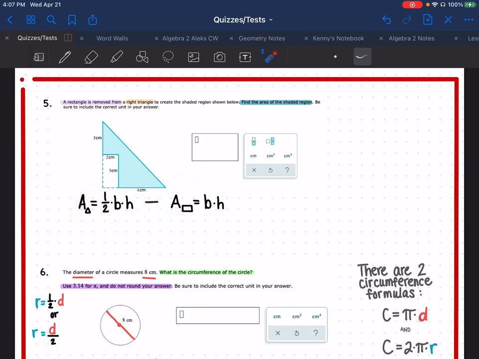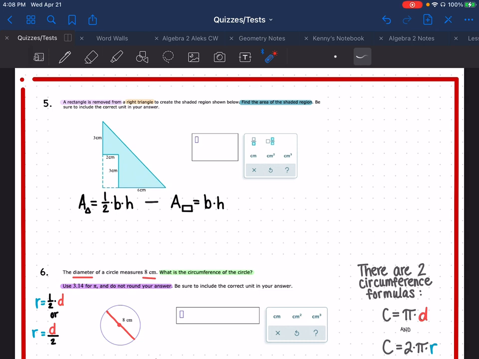Now, the reason why I am putting the triangle formula first is because they do want us to find the area of the shaded region. So that means I'm always going to take the larger of the two figures first. Since the shaded region appears to be in this triangle, I need to put the triangle first. Then what they have done is they have taken this rectangular piece out of my triangle.